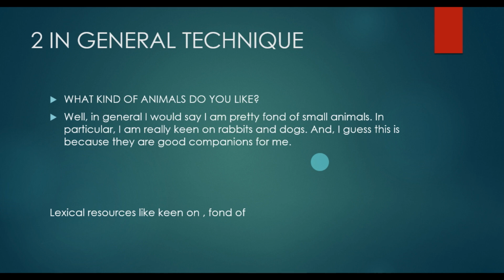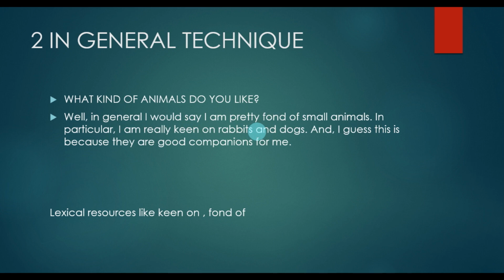For example, in case of food, you may say, well, in general, I would say I'm pretty fond of Italian food. In particular, I'm really keen on pizza. Maybe because of all the cheese and tomatoes. In this answer, small animals is a general category, and in particular, it's a rabbit. It's a particular based question.